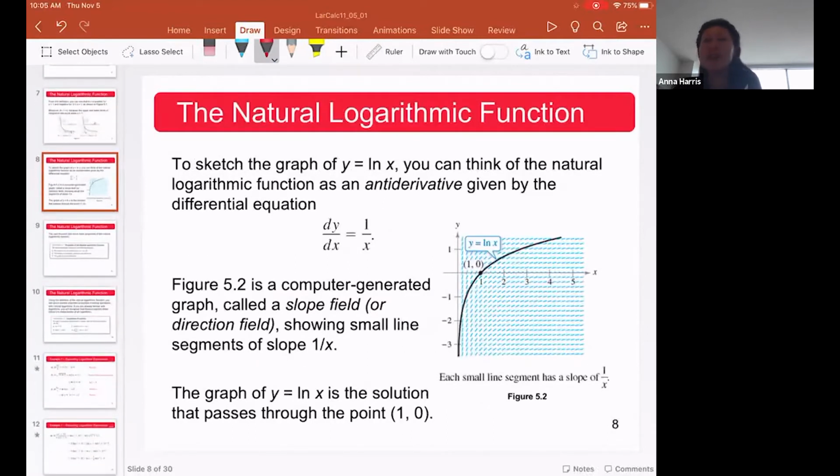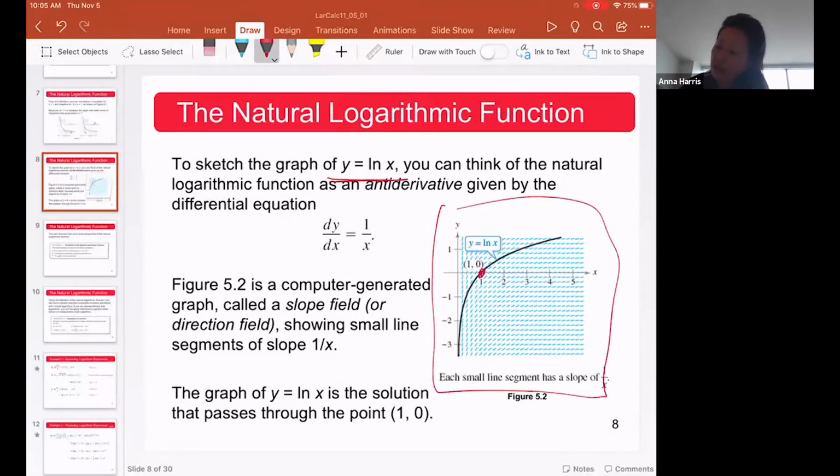To sketch a graph of y equals natural log of x, it looks like this. Natural log of 1 gives you 0. So right here is (1, 0). When x equals 1, your y value equals 0. So your graph looks like that. That's what natural log looks like.